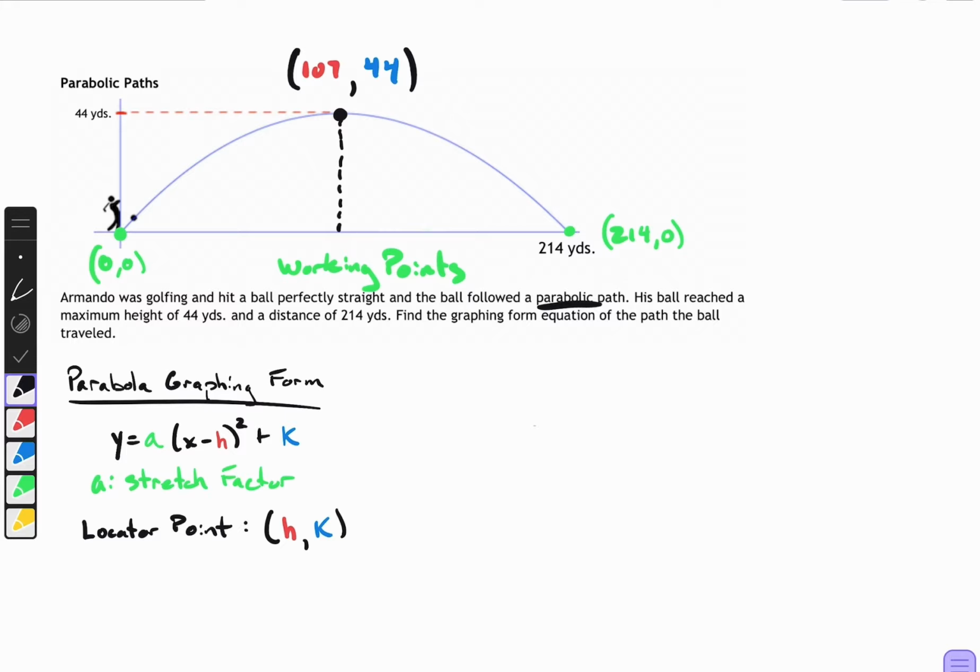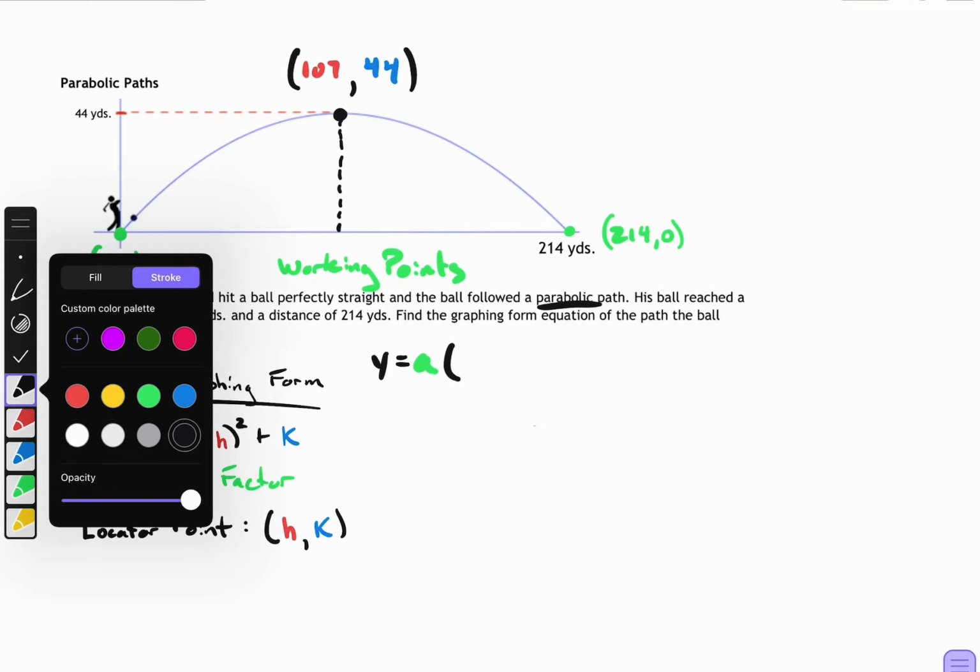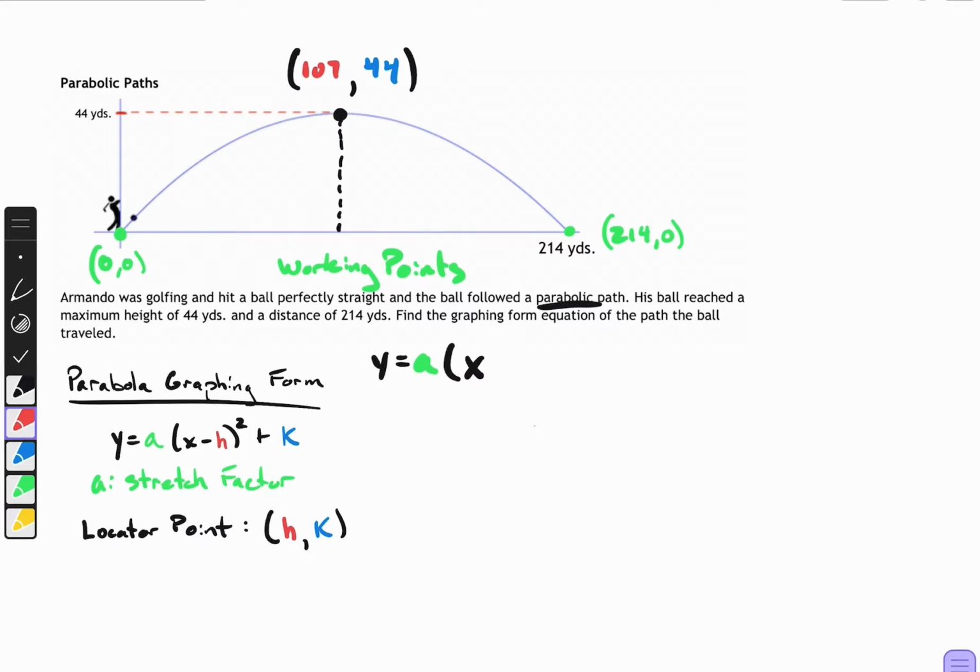So that means what we're going to do is write out the information that we know into our equation. So we have Y equals A, and then you have X minus H. H is 107, so we're going to put minus 107. That's going to be squared because it's a parabola, and you have plus 44. That is important stuff. All we really have left to figure out is that stretch factor.